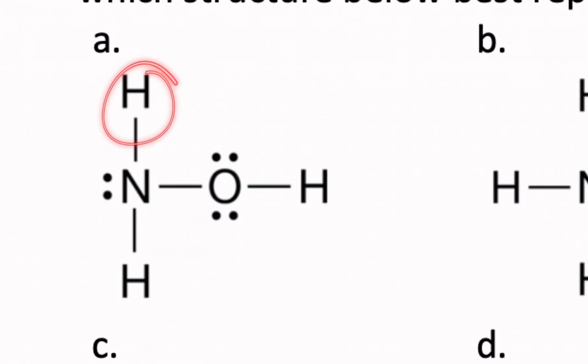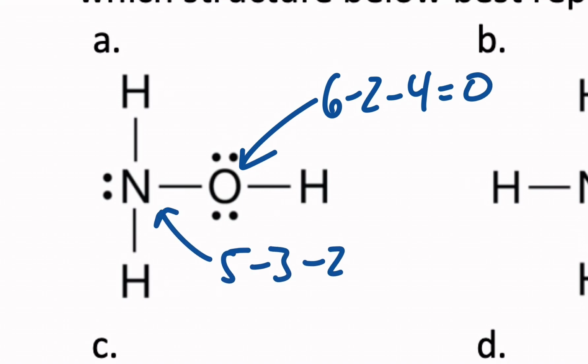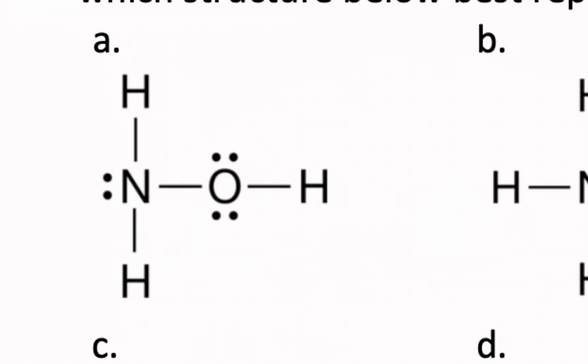A singly bonded H is not going to have a formal charge. An oxygen, if I look at oxygen, that would be a valence of 6 minus 2 bonds minus 4 dots. That's 0. Nitrogen has a valence of 5 minus 3 bonds minus 2 dots. That's also 0. So there's no formal charges anywhere in this thing. We don't have any formal charges, so I don't need to draw anything except maybe I'll put 0 everywhere.